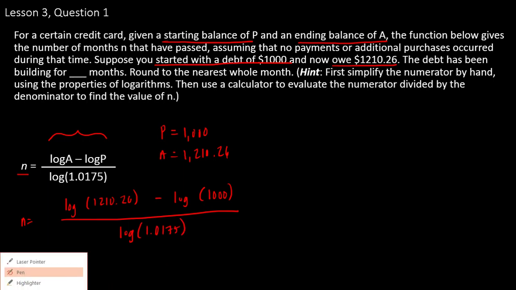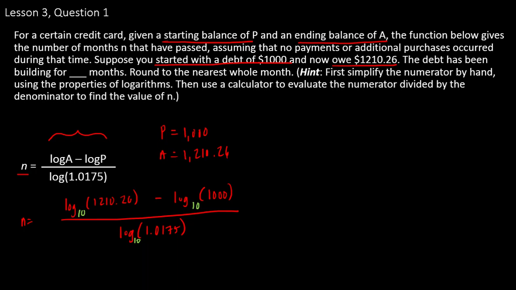So what about my bases here? What am I supposed to assume when no base is given? Well, that means we're in base 10, right? So when we have a logarithm with no specified base, we assume we're in base 10. So how can I evaluate this? I've got logarithms being subtracted in my numerator and then another logarithm in my denominator.